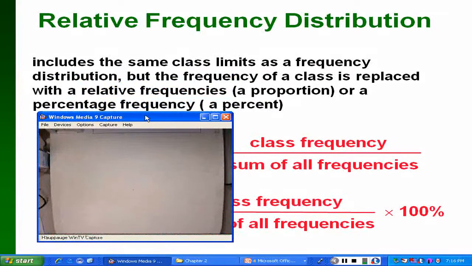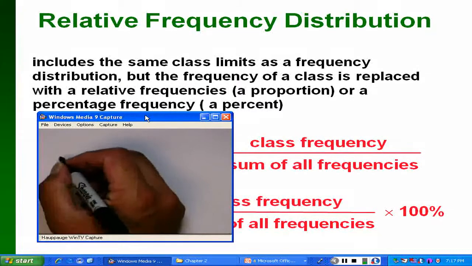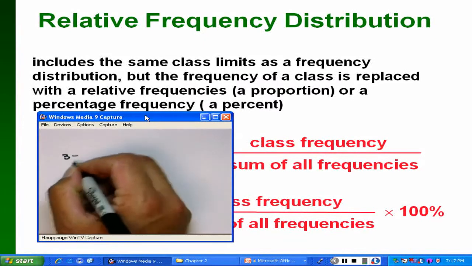So what I mean by that is this. Let's say that you have this frequency right there. Can you guys see this little screen right here? Okay, that means let's say you had a class, and your class was 3. Let me go ahead and write this down.